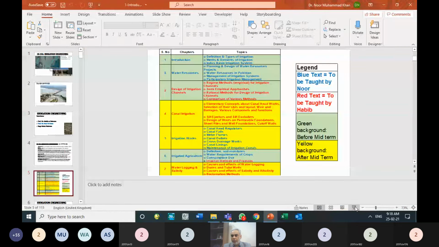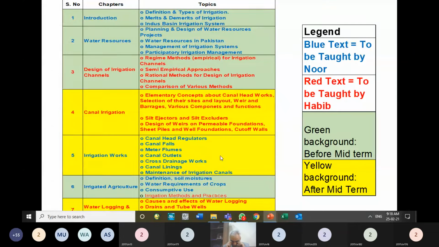Okay. Our plan for the delivery of this course before mid and after the mid is shown over here. The green background is the prior-to-midterm course. We will be covering the introduction part, including the Indus Basin and irrigation system. And we will be covering the water sources projects, how they are being planned, how they are being managed, and the departments which are involved in planning and management of the water sources system. And we will be telling you the design of irrigation channels. Already, I think this first introductory part and this part have been started.